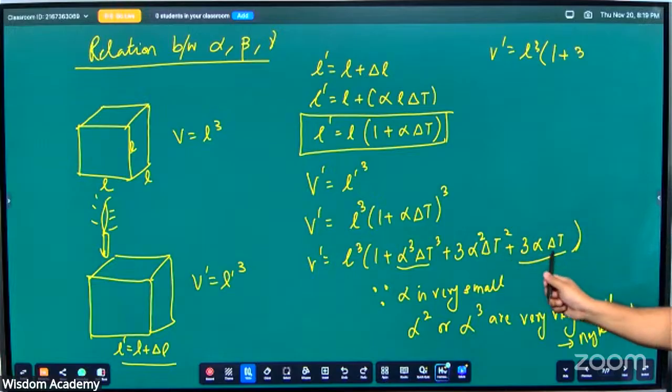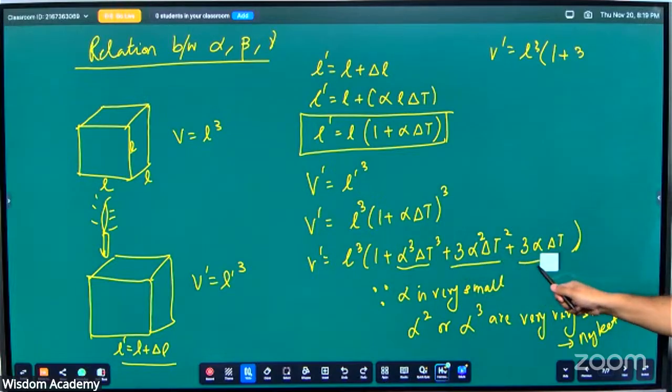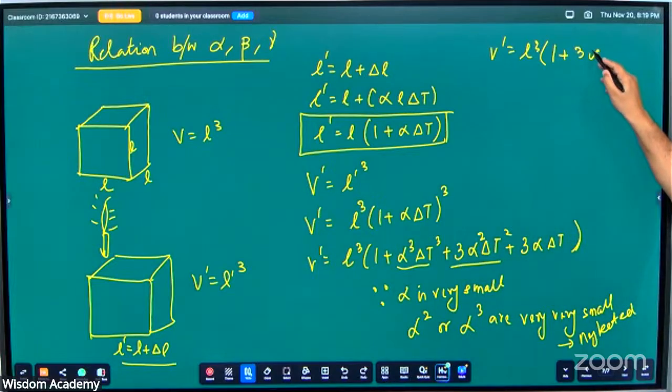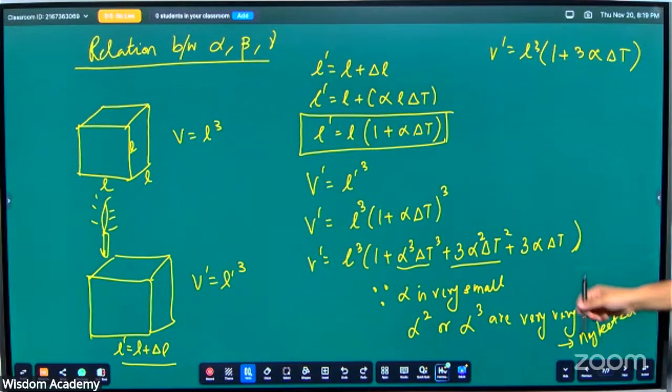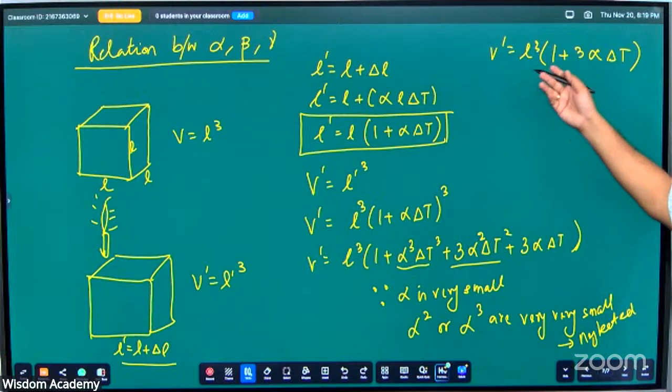Coming back to where we were, I'm going to have these two terms removed. So what is going to be there? 3 alpha delta T, isn't it? Because I'm neglecting all the higher powers of alpha. Why am I neglecting? Alpha is very, very small. Squaring it will become further small, cubing will become further small. So V dash I got.